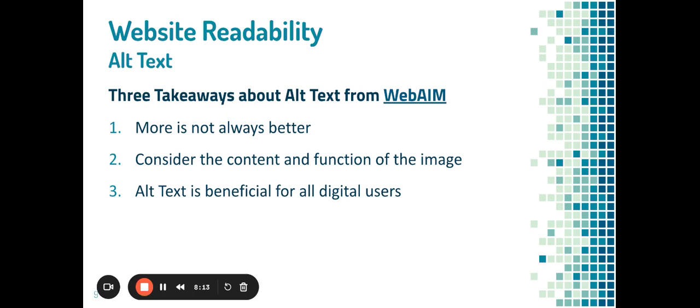Consider the content and the function of the image. If it is a link, make sure to include that. Consider why this picture is important, and make sure that you include that in the alt text. And then lastly, alt text is beneficial for all digital users because it will help show up if an image isn't loading properly, or if someone has a hard time determining what that is a picture of, that alt text can be beneficial for all.